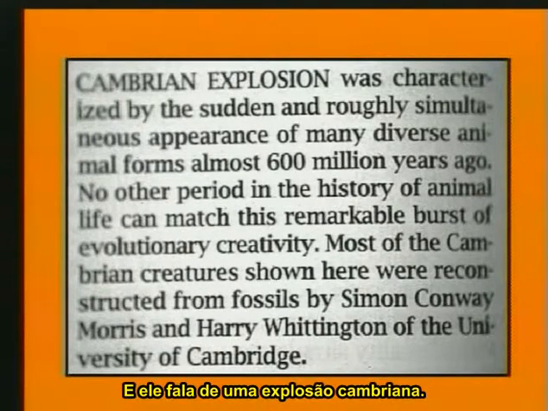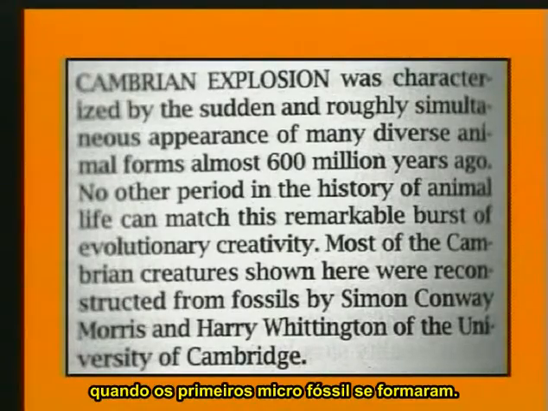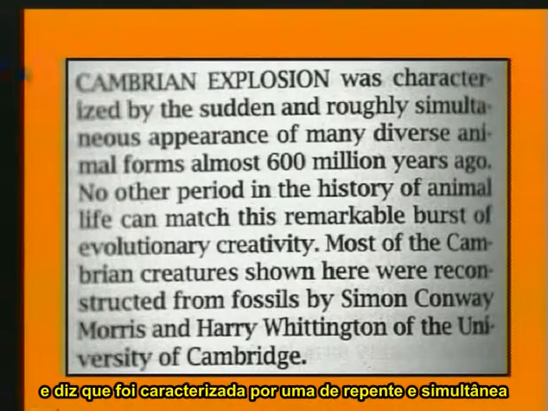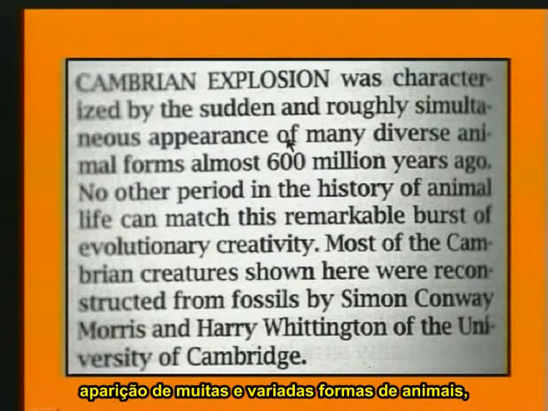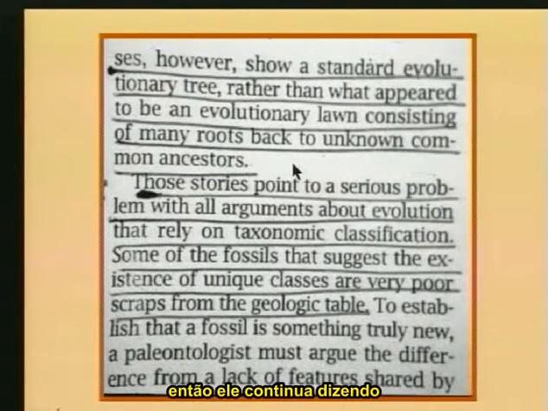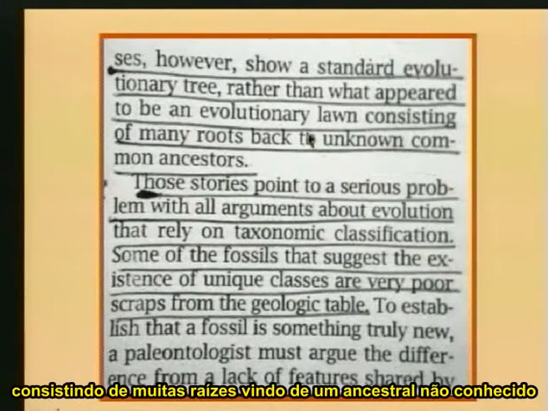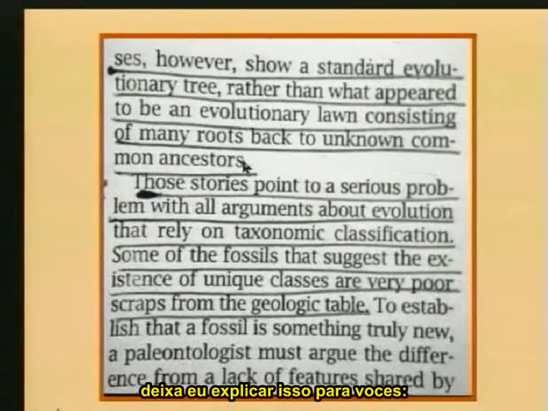He talks about the Cambrian explosion. Now remember, the Cambrian is that layer at the bottom when the first macrofossils form. It says it was characterized by the sudden and roughly simultaneous appearance of many diverse life forms some 600 million years ago. And then he talks about a standard evolutionary tree rather than what appeared to be an evolutionary lawn consisting of many roots back to unknown common ancestors. Let me put that into position.